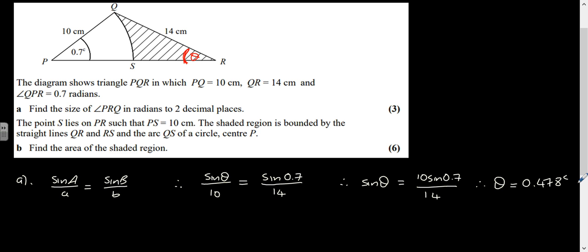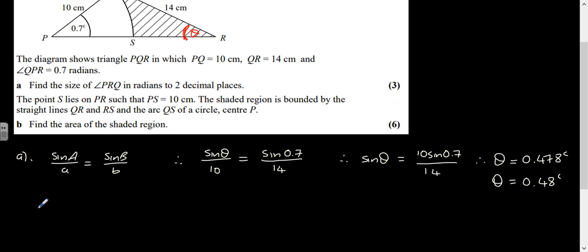And that's in radians, 2 decimal places. So theta is 0.48. Done. So now we've got the point S lies on PR such that PS is 10 centimeters.